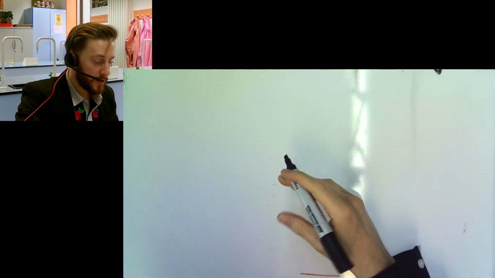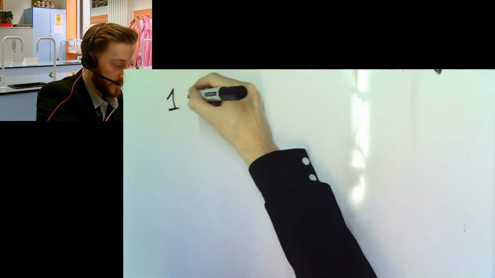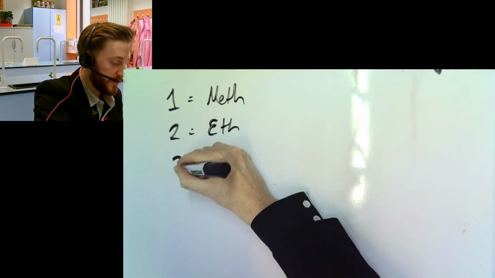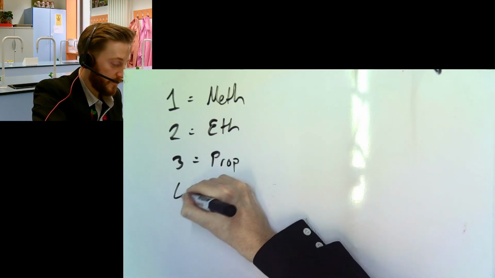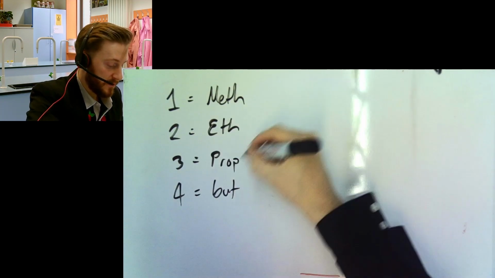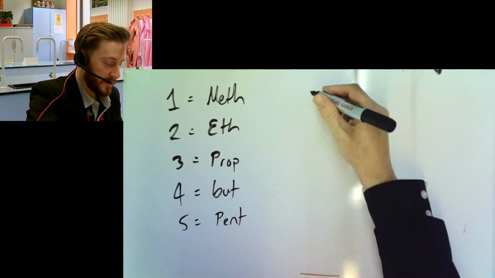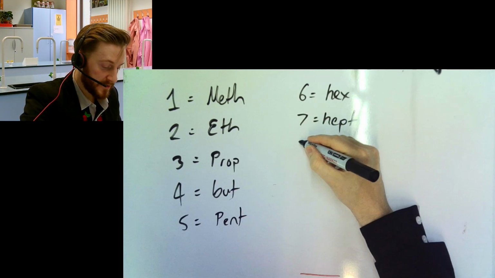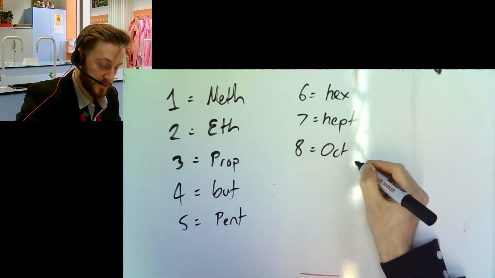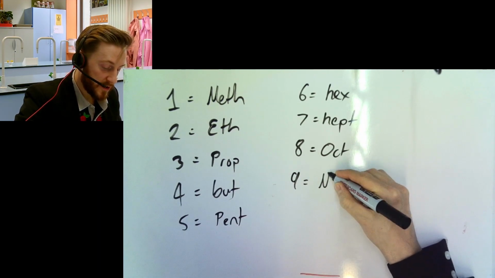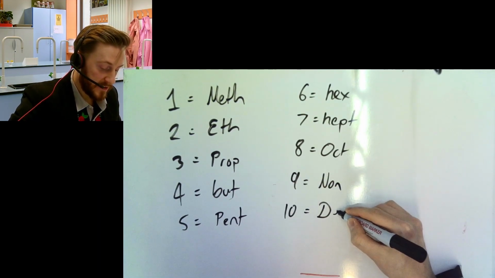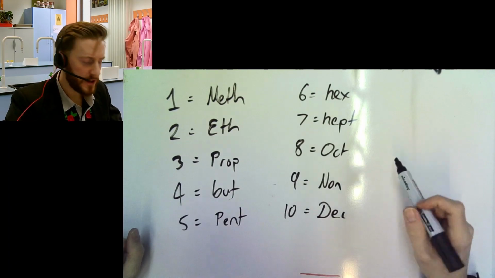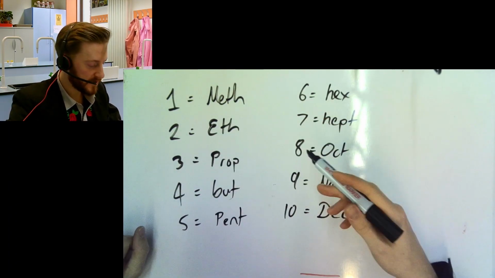Hopefully by now we know a little bit about organic chemistry. We know that 1 equals meth, 2 equals eth, 3 equals prop, 4 is but, 5 is pent, 6 is hex, 7 is hept, 8 is oct, like the octopus with its 8 legs, 9 is non, and 10 is dec.